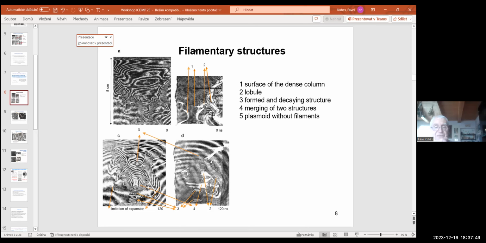They are observed in formed and decaying structure. They are observed in a region where we observe connection of a few structures. Interesting is that we didn't observe filaments in plasmoids, probably due to high density, where the density gradient is very low.